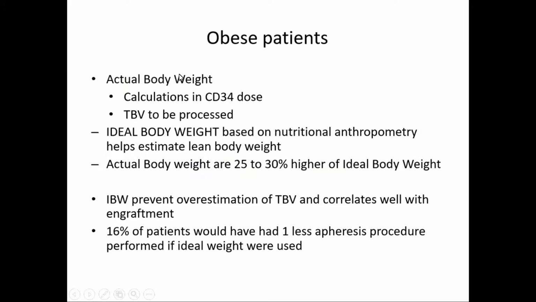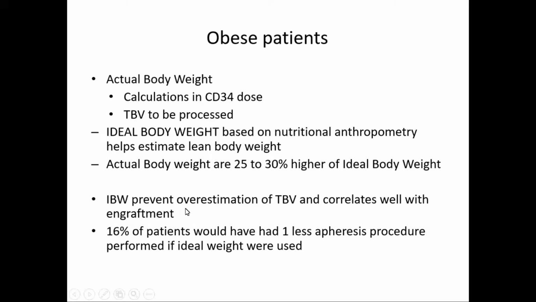In obese individuals, the challenge is estimating the dose. We all know we need 5 million or 10 million cells per kilogram of the recipient's body weight. In an obese individual, for example someone who is 120 kgs or 140 kgs, it is very difficult to get 5 million cells per kilogram. So in such individuals, we can use ideal body weight. Ideal body weight is based on nutritional anthropometry and estimates the lean body weight. It is actually 20 to 30% lower than the actual body weight, prevents overestimation of TBV, and correlates well with engraftment also.